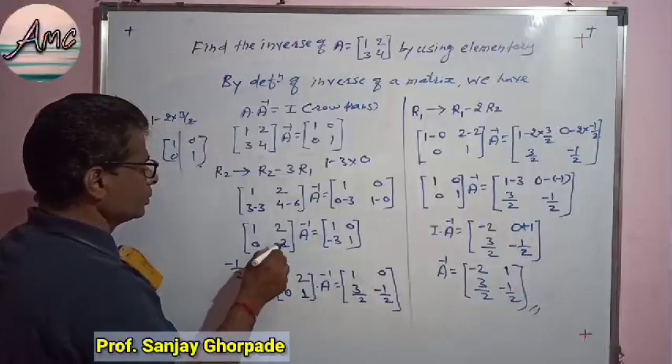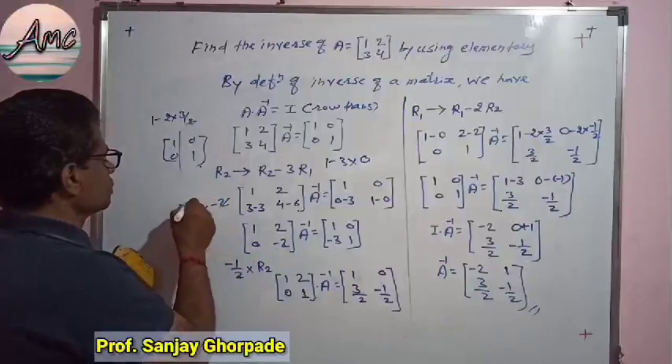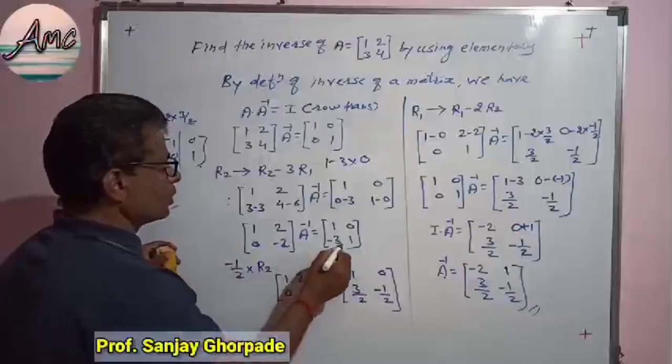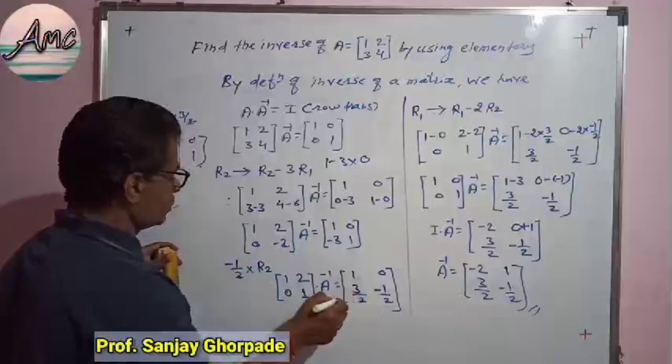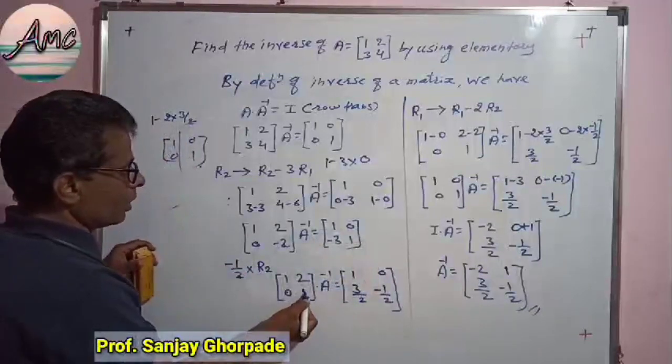So minus 1 upon 2 into minus 2. Into minus 2, the 2 will get cancelled. So 1 1s are 1. Then minus 1 upon 2 into minus 3, so plus 3 by 2. Minus 1 upon 2 into 1 is what? Minus 1 by 2. Now we got 1 here.